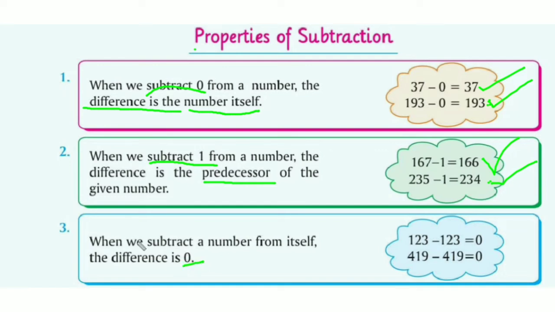Now see the third one. When we subtract a number from itself, the difference is 0. Means अगर हम दो सेम नंबर को सब्ट्रैक्ट कर रहे हैं तो हमें डिफरेंस 0 ही मिलेगा. See the example: 123 minus 123 equal to 0. 419 minus 419 equal to 0. I hope it's clear to you.